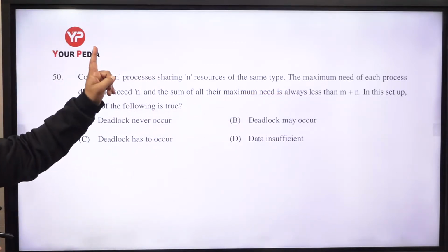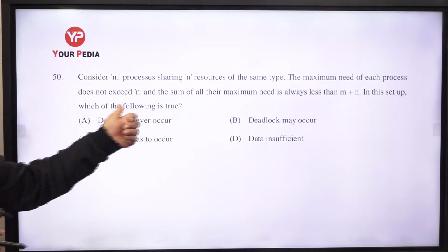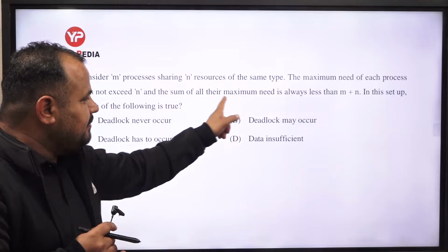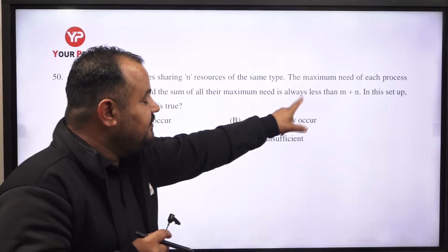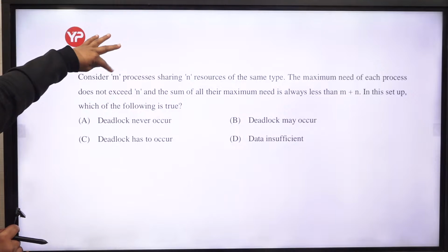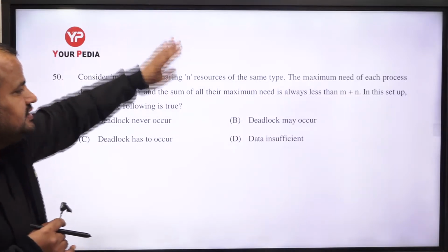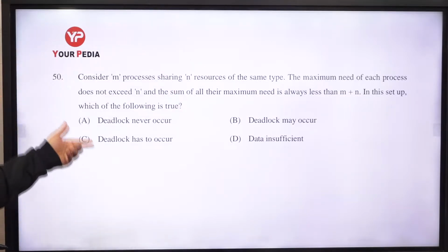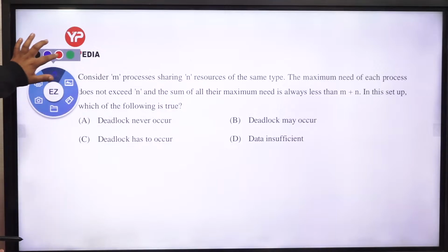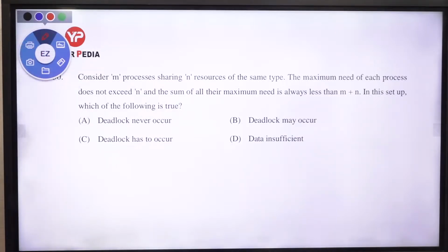That is the first constraint. And the second is that the sum of all their maximum needs is always less than M plus N. And what are M and N? M is the number of processes, N is the number of resources. Now tell me which of the following is true. You have 30 seconds. Please tell me the right answer.